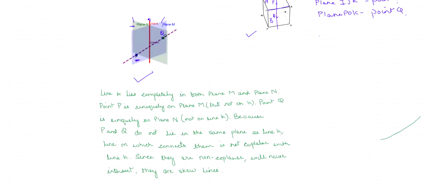Again explaining this, line K lies in both plane M and N. Point P is here; it lies on plane M but not on K. And point Q lies on plane N but not on line K. Because P and Q do not lie on the same plane as line K, line M, which connects them, is not coplanar with line K. And since they are not coplanar, they will never intersect and they are skew lines.